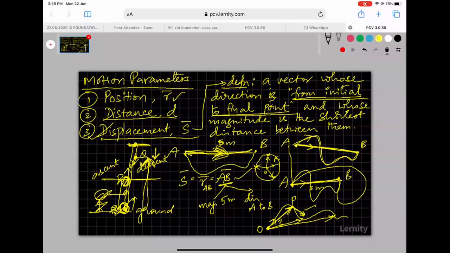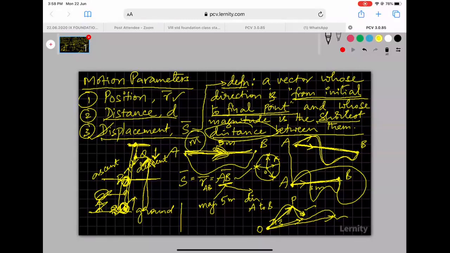The direction of displacement is always from initial to final point, irrespective of how the object is moving at that moment. The magnitude of displacement is always the shortest distance between the initial point and final point. Understood? Because it is also some distance, displacement also is a fundamental quantity. It has a dimensional formula L, and it is also measured in an SI unit, meter. And of course, it's a vector quantity. It has a direction, and we saw all that.